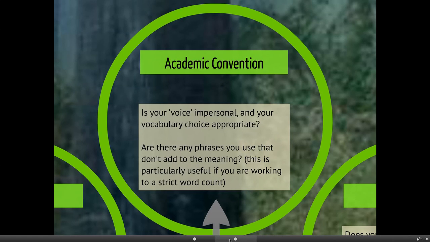I would also proofread to check for the correct use of academic convention. Have you used an appropriate detached and impersonal voice? Is your vocabulary choice appropriate? Are there any phrases you use that don't add to the meaning? And this is useful because you'll be working to a strict word count.